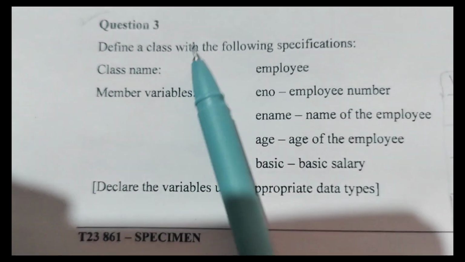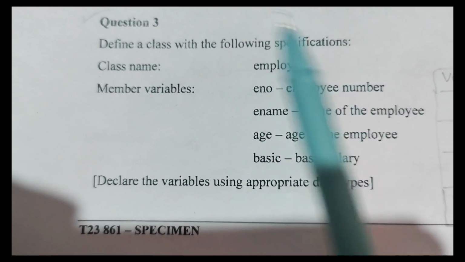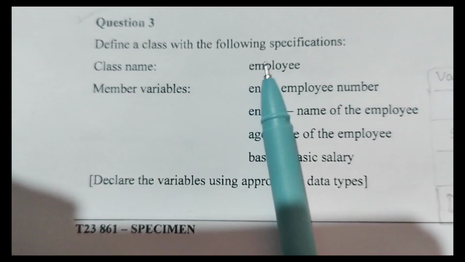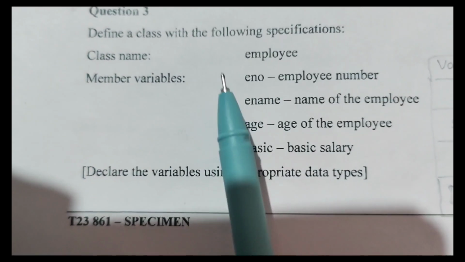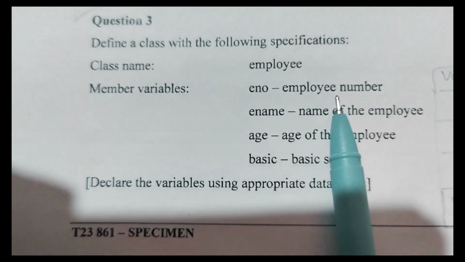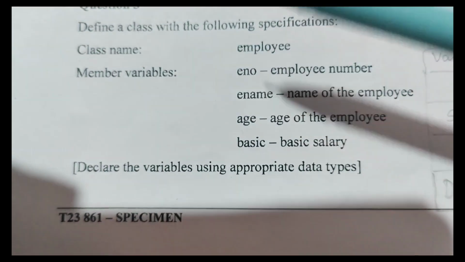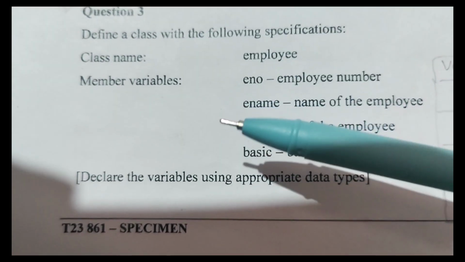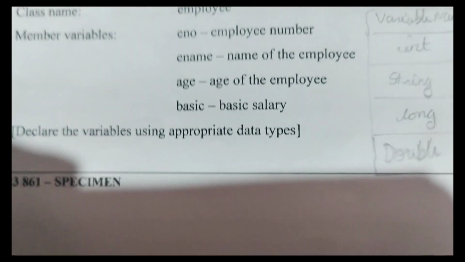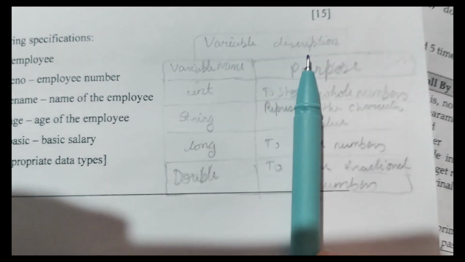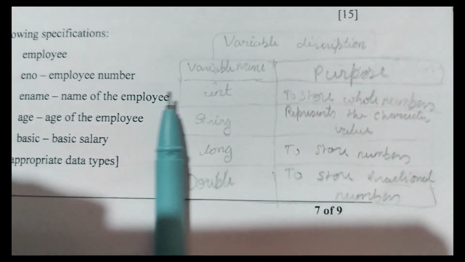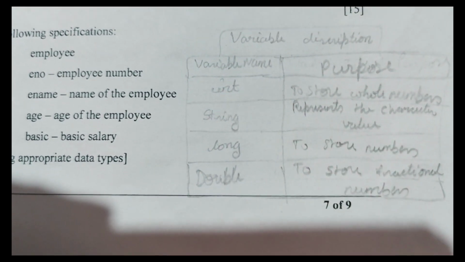Define a class with the following specifications: class name, employee, member methods, E and O. That means employee number. All the variable names you have to be initializing, you have to be declaring, so that before declaring, you know some basic terms. Sorry for my handwriting, I was in a hurry. Variable description, which is not a variable description, this is just for information.